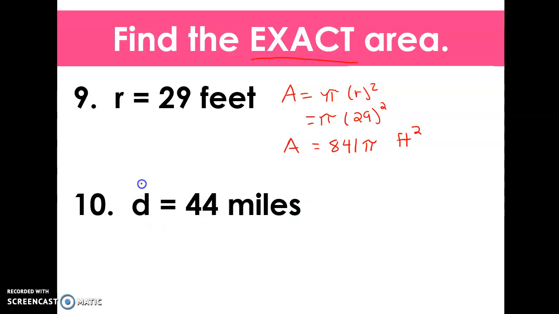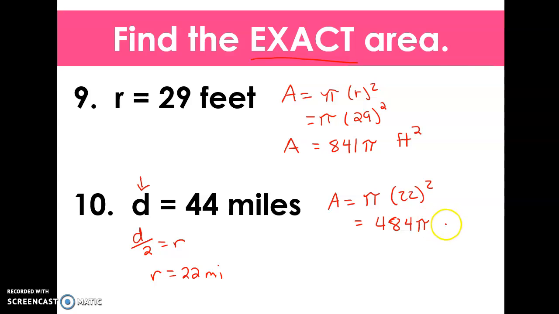Now when we have our diameter, we need our radius for our formula. So we're going to take our diameter and divide it by 2 to equal our radius. So here our radius equals 22 miles. Now we're going to have our area equals pi times 22 squared. We just put that in the calculator, and we get 484 pi, and we were in miles squared. Don't want to forget our units.